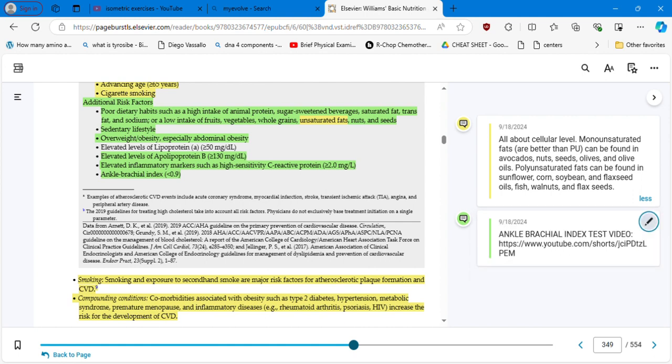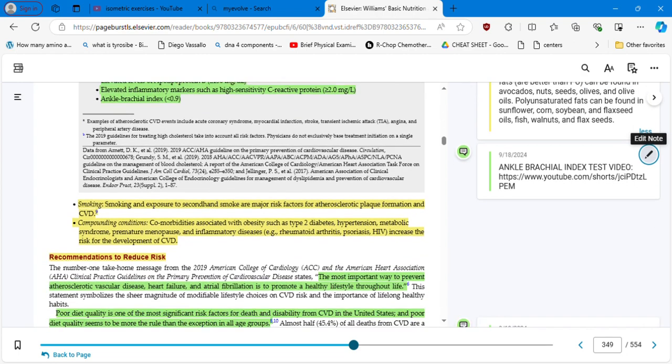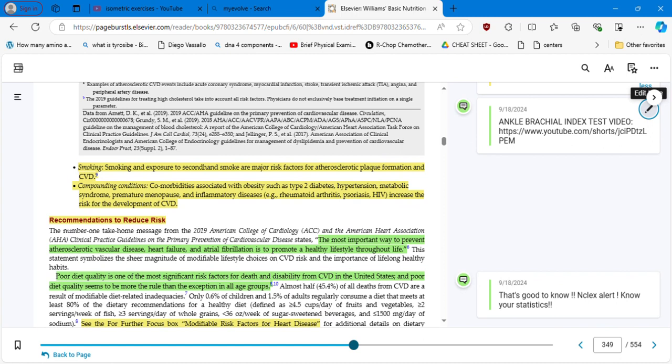So there you go. You have your waist to hip ratio. You have the application. You have this ankle brachial index. You also have your HDL markers for metabolic syndrome. There are too many ways to really follow up on the risk of a patient if they are candidates, right, for CVD. Okay, let's continue. Smoking and exposure to secondhand smoke are major risks for atherosclerotic plaque formation and CVD.